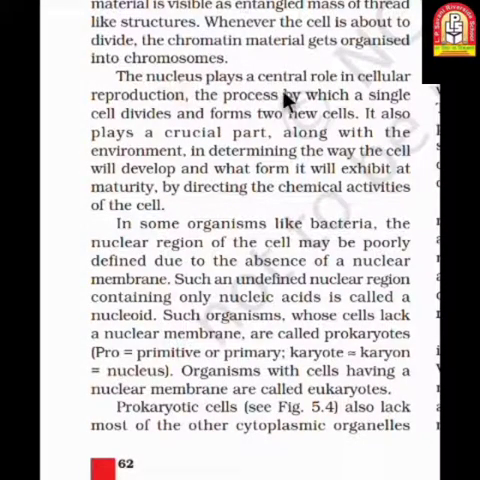The nucleus plays a central role in cellular reproduction. It means when the cell starts to divide, the major role is played by the nucleus at that stage. Cell division is the process by which a single cell divides and forms two new cells. It also plays a crucial part, along with the environment, in determining the way the cell will develop and what form it will exhibit at maturity.